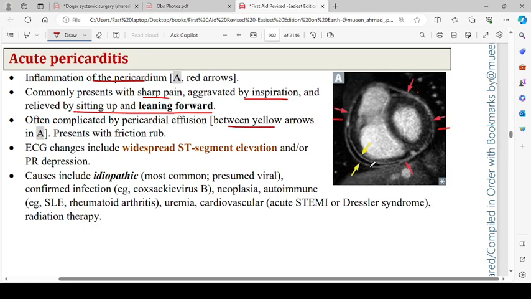between the yellow areas. Now, between the yellow areas, you can see this dark line. This dark line is depicting the pericardial effusion. Patient presents with a friction rub. You can hear the friction rub with the stethoscope. ECG changes include widespread ST segment elevation and/or PR depression.